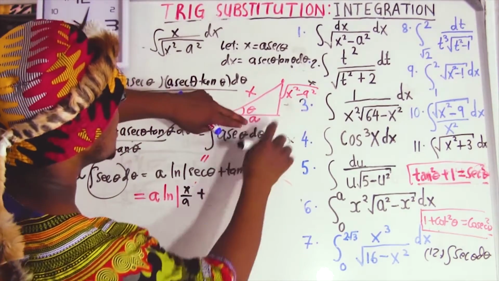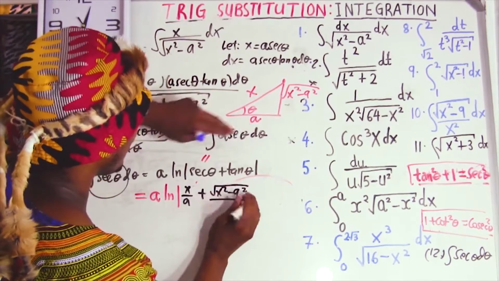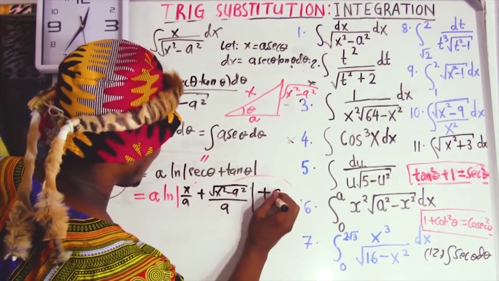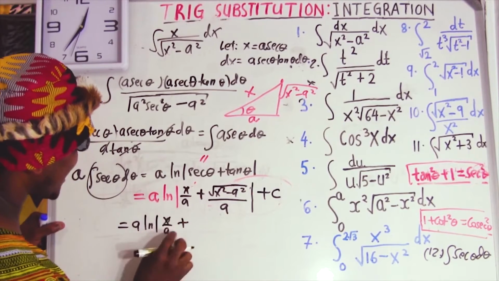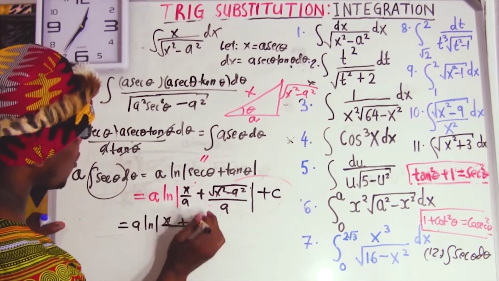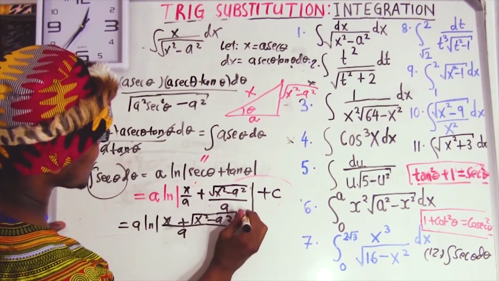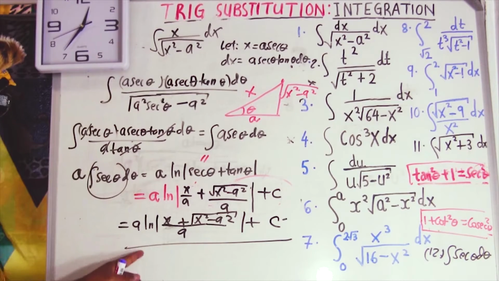What is tan? Tan equals opposite over adjacent. Then for that case we add c. So for that case this can be a ln x over a, and then we add c. We can just put them together because they both have a common denominator, and this is going to be x squared minus a squared, plus c. So the question is done. It means if I integrate this, it's going to keep it there.